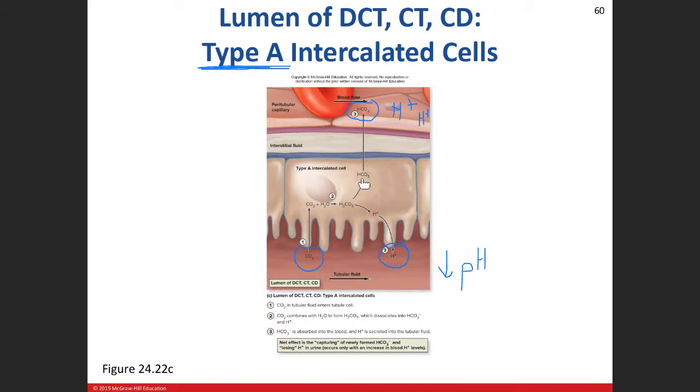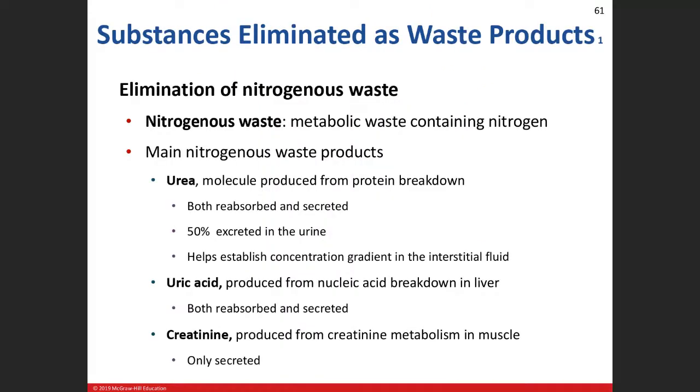And this bicarbonate moves into the blood and it looks for these guys. When it finds them, it will combine with them and eventually give us carbon dioxide and water, thereby increasing the pH of the blood. That's what we want.